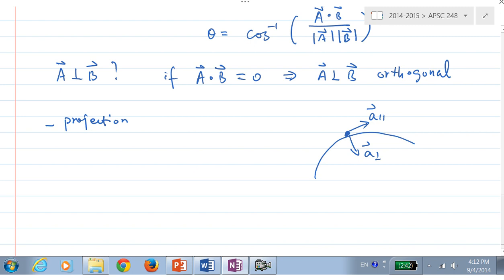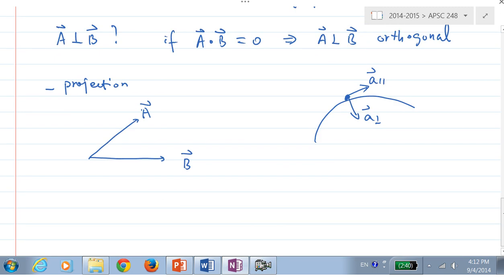So here's what happens. Projection can happen in any direction, right? This is A here, and this is B here. We're interested in finding the projection of A in the direction of vector B. So we project this A to the B direction. Projection means strictly perpendicular to that direction. That's why I draw a perpendicular line here. That's the projection we're talking about.